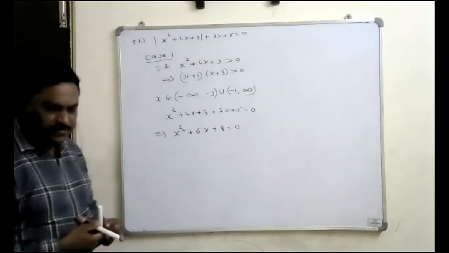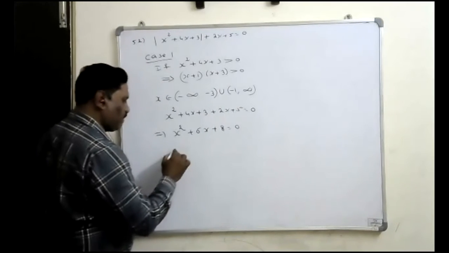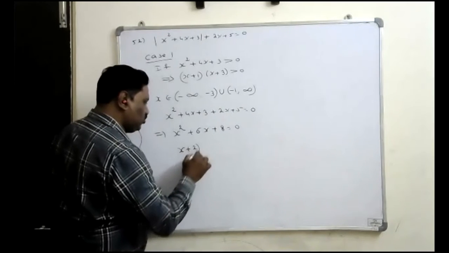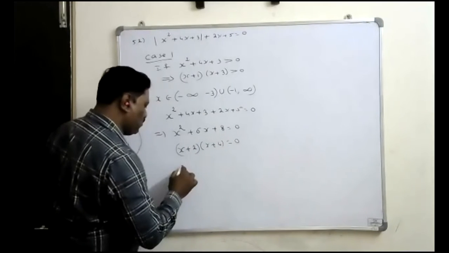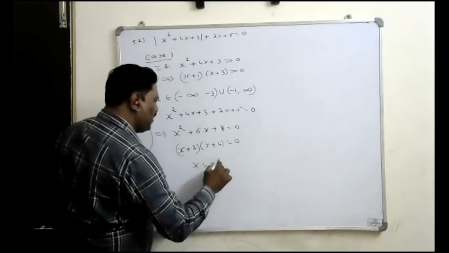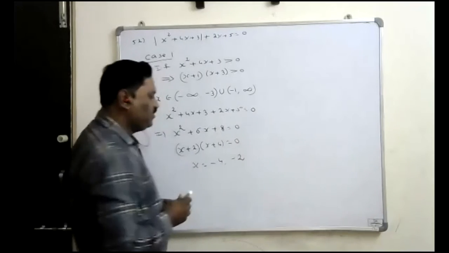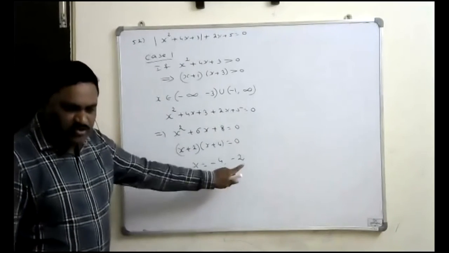What are the factors of it? x plus 4 into x plus 2 is equal to 0. Therefore, the roots of that equation are minus 4 and minus 2. We got the two values of x.